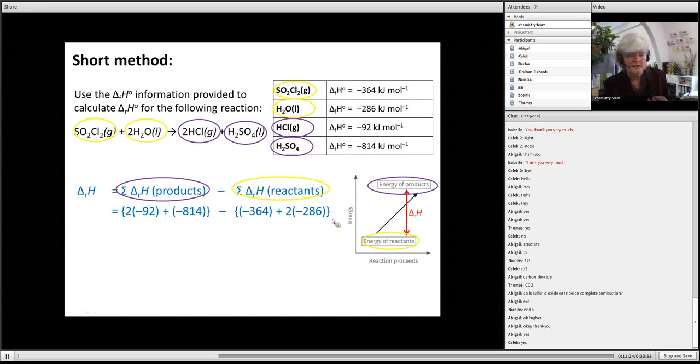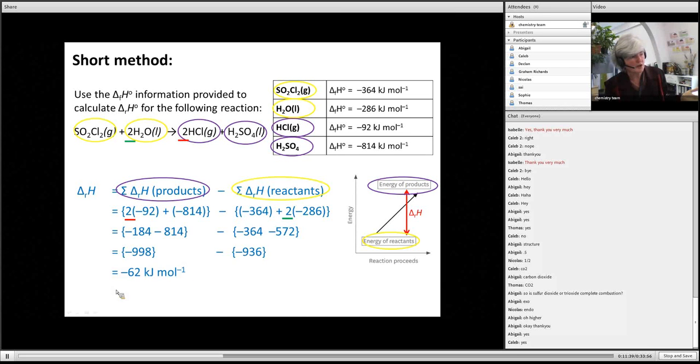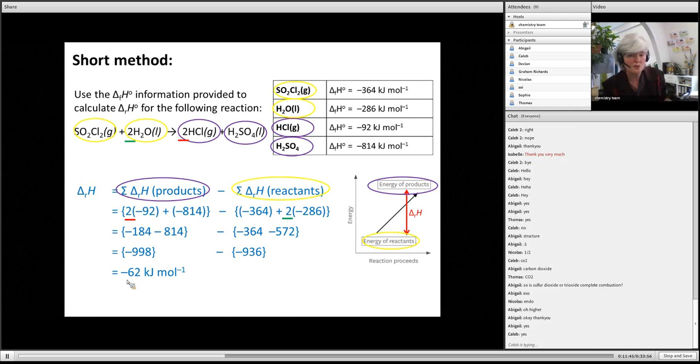Because for every molecule where I've got to break bonds, I have to add energy for every molecule I break. I'm just highlighting the 2 and the 2 over there, and then you can work it out and you get your final answer. And if it's a negative answer, then you know that the reaction was what? Exothermic or endothermic?